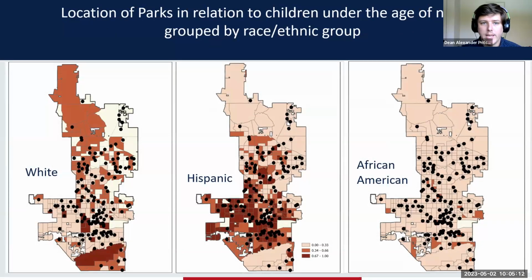So I broke these down by ethnic groups. The black dots are the park locations. On the left, we have the white populations. In the center, we have Hispanic only population, and on the right, African American population. The dark red is 67% to 100% of the population being that ethnicity or race. The middle color is between 33 and 66%, and the lighter color is between 0 and 33%.